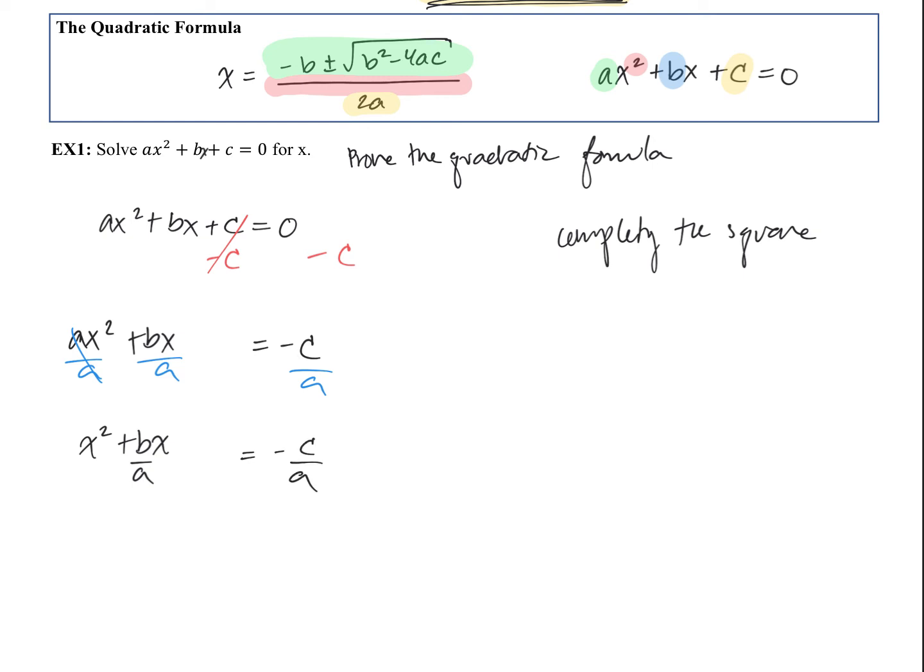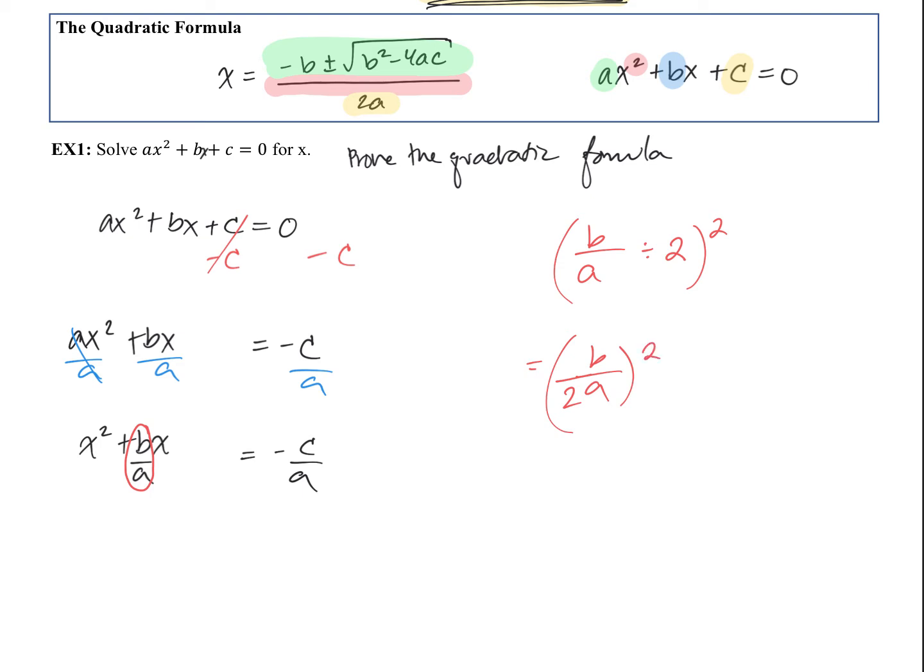And then what else do we need to do when we're completing the square? Yeah, we need to find that perfect number that we can add in to our trinomial. So we'll take our b value, divide it by 2, and then we'll square it. And what do we get when we do that? Well, b over a divided by 2, that's going to be b over 2a squared, which would be b squared over 4a squared. So let's go ahead and add in that perfect number. b squared over 4a squared plus b squared over 4a squared. Once again, remember, we need to add it to both sides because it's an equation.